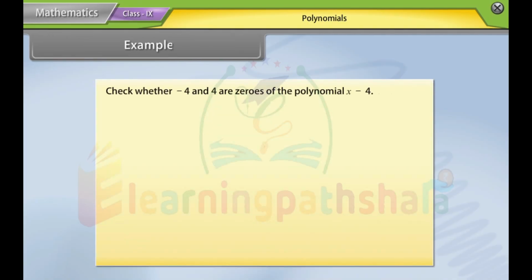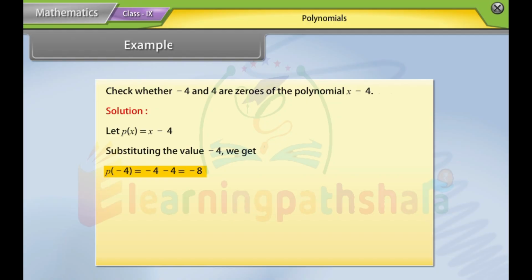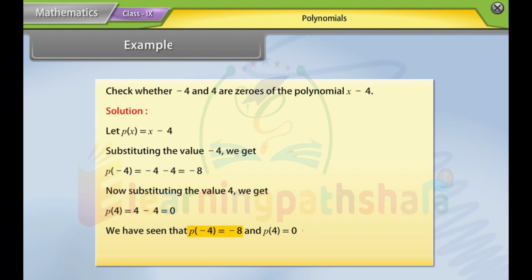Example. Check whether minus 4 and 4 are zeros of the polynomial x minus 4. Solution. Let P(x) is equal to x minus 4. By substituting the value minus 4, we get P(minus 4), which equals minus 4 minus 4, which is equal to minus 8. Now substituting the value 4, we get P(4) equals 4 minus 4, which is equal to 0. We have seen that P(minus 4) is equal to minus 8 and P(4) is equal to 0. Therefore, 4 is a zero of the polynomial x minus 4, but minus 4 is not.